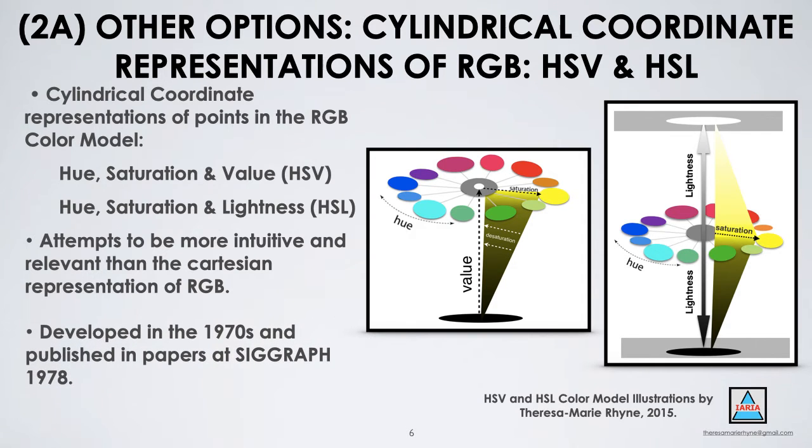Now, the reason you might care is HSV is used a lot in terms of picking colors on your computer screen, whereas hue, saturation, and lightness is used a lot when you're designing web pages because you can specify an HSL color directly into your code that you write for your web page.